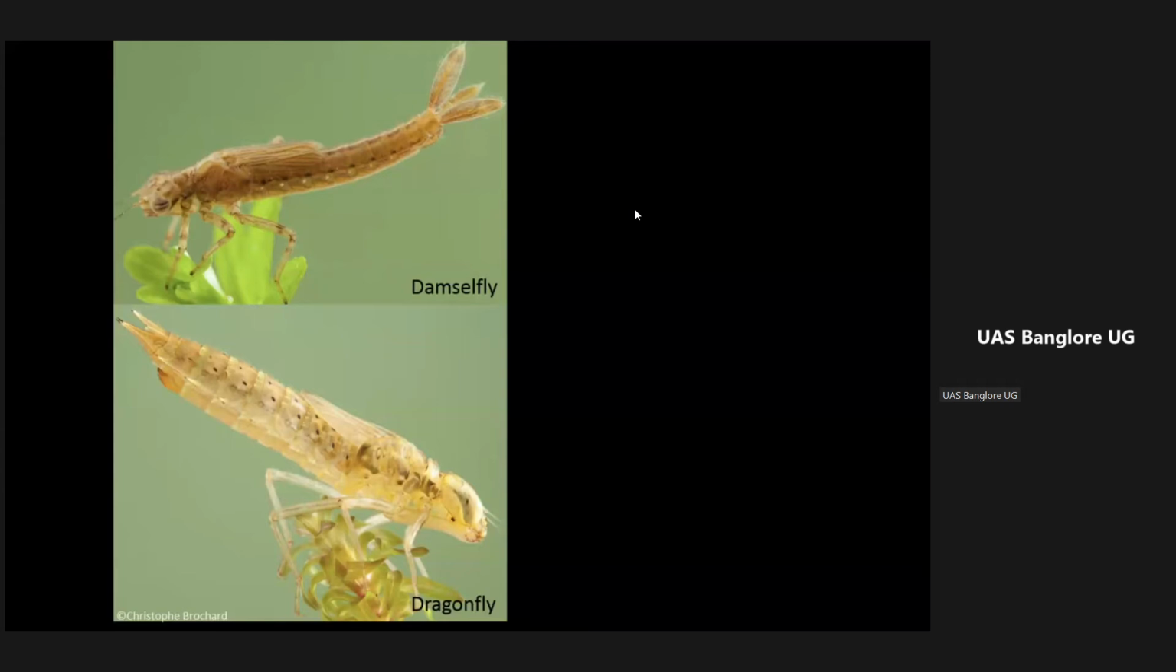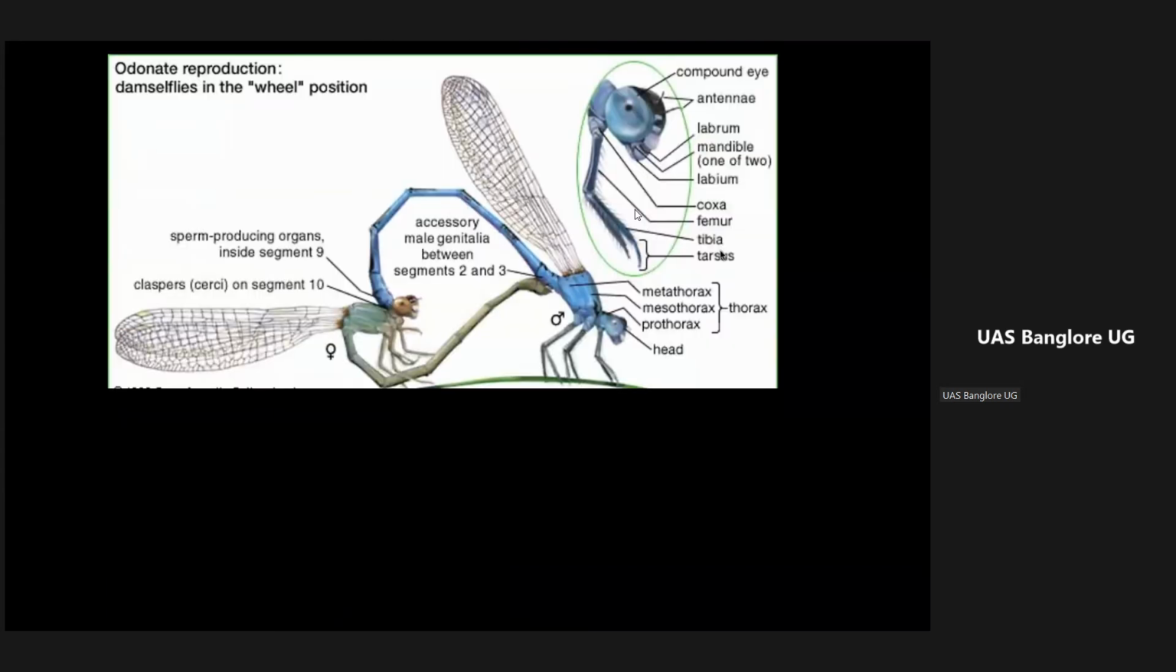Okay, then I was also mentioning the mating. In the case of the male, you can see that the male has modifications in their genital structures. Accessory male genital structures are present on the second and third abdominal segments. Please remember, this is a very interesting modification.